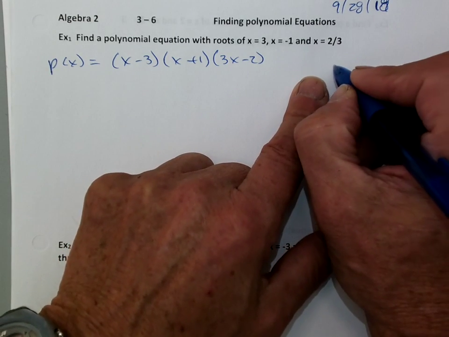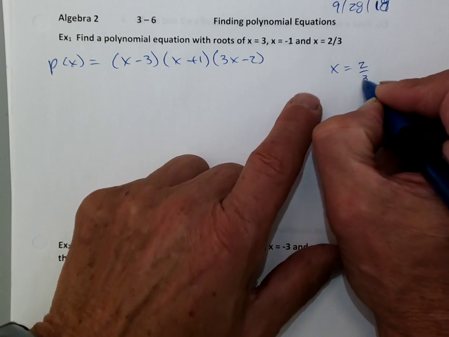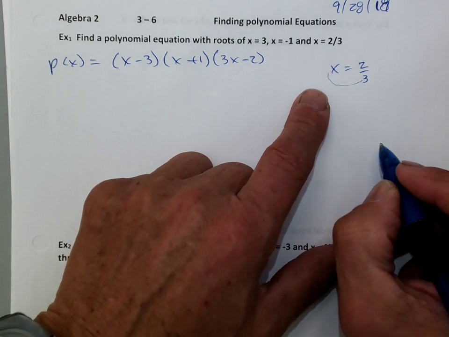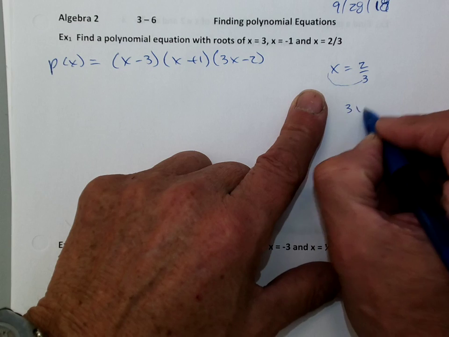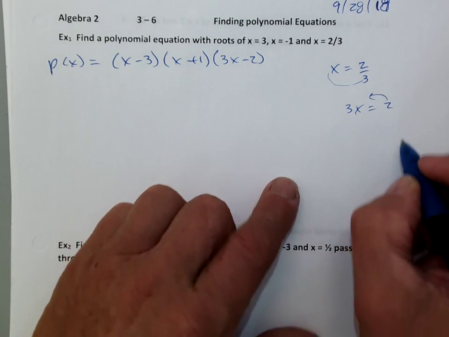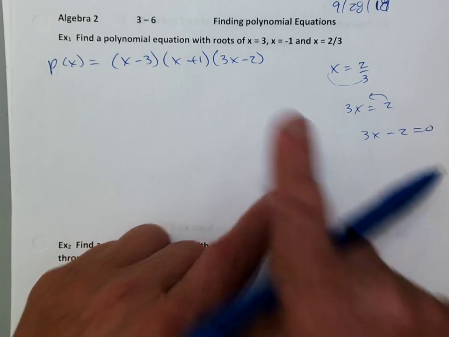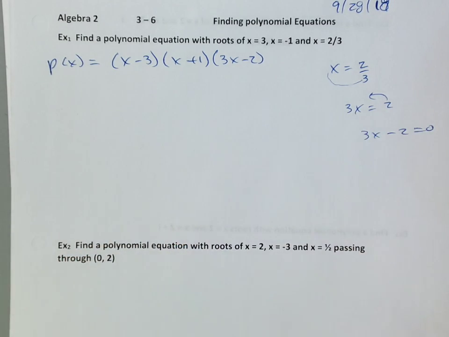Well, if I have x equals 2/3, I can multiply by 3, right? That gives me 3x equals 2, and I bring over the 2 by subtracting it. That'd give me 3x minus 2 equals 0, okay? Or if you solve that, you'd get 2/3, okay with that?